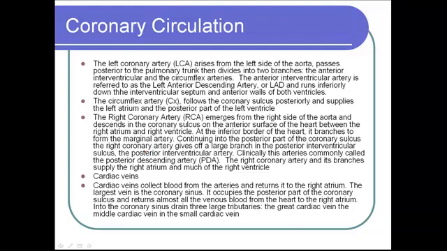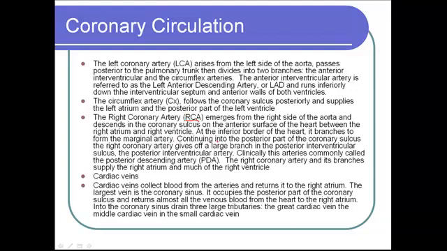The right coronary artery, RCA, emerges from the right side of the aorta and descends in the coronary sulcus on the anterior surface of the heart between the right atrium and right ventricle. At the inferior border of the heart, it branches to form the marginal artery.